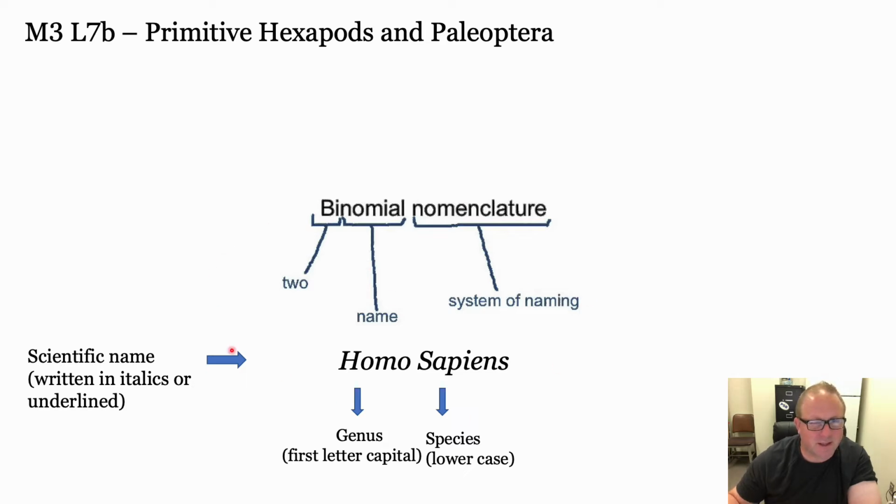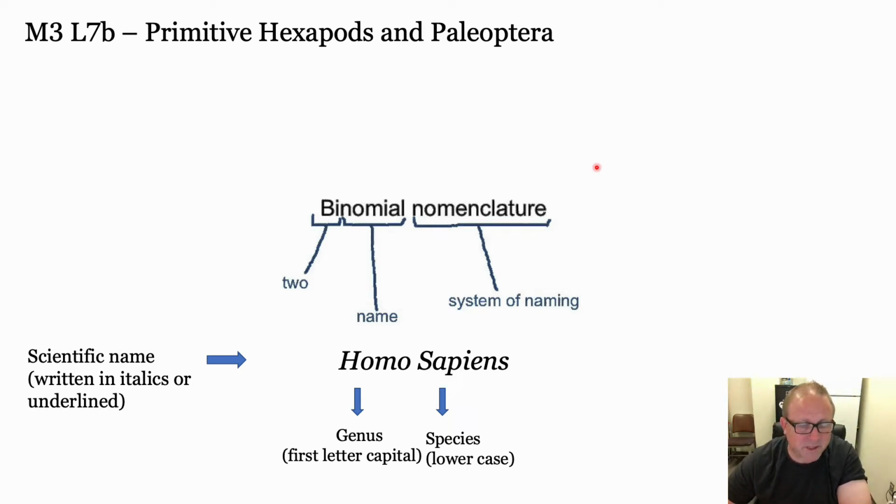I got this image from somewhere else, and I apologize. The sapiens should be lowercase, not uppercase. But we have the two-name system for binomial nomenclature, the genus and the species, and that's what we use for everything. It's kind of an identifier.